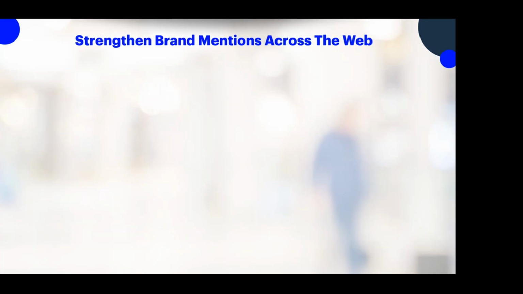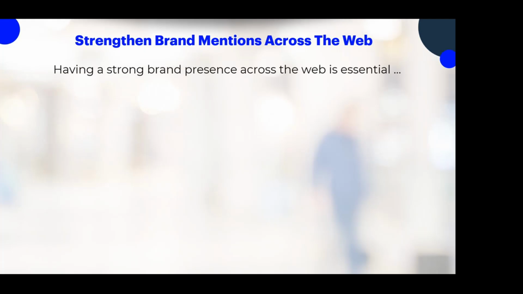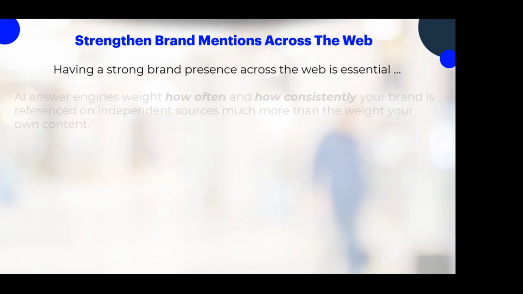Now we can jump into strengthening the brand mentions across the web. So having a strong brand presence across the web is absolutely essential, right? Having your brand recognized in as many places as possible, or references in many places, not only helps with the AI searches that are getting done now, whether it be through an answer engine or a generative engine, but also just for basic SEO as well. So it also has cross benefits.